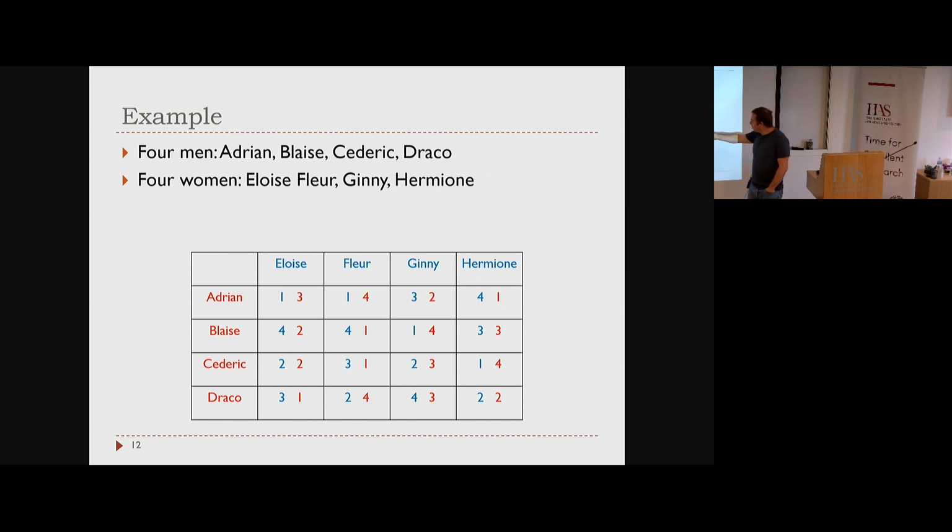And here we see the preferences of the men and the women. The men's preferences are the red numbers in the rows. For example, Adrian's first choice is Hermione, second choice is Ginny, third choice is Eloise, and fourth choice is Fleur. And Fleur's first choice is Adrian, the second is Draco, the third is Cedric, and the fourth is Blaise. So everybody understands how to read it, right? This is Harry Potter, right?